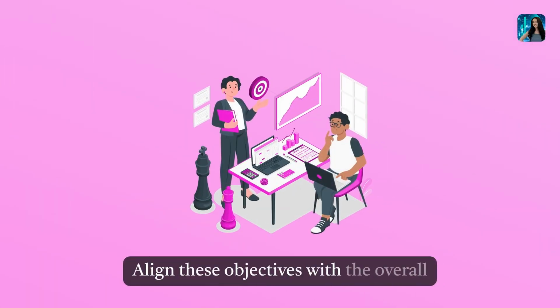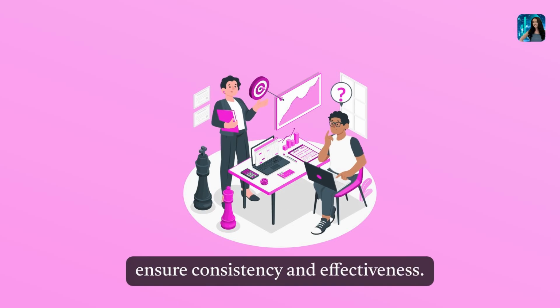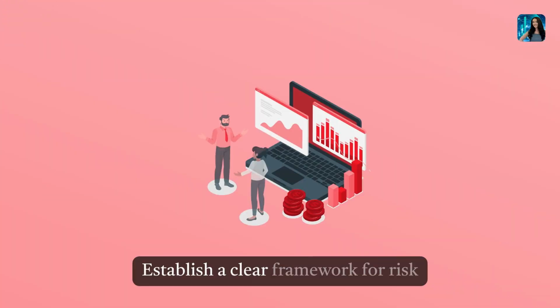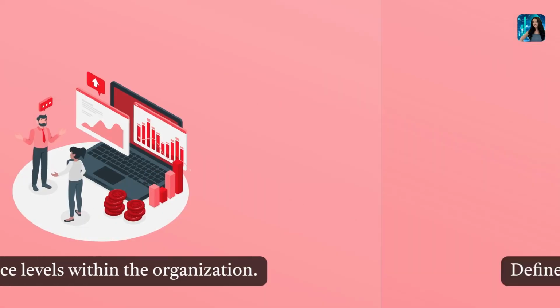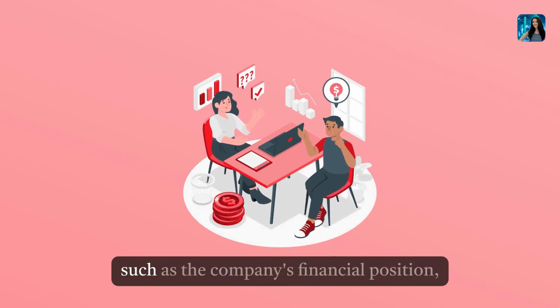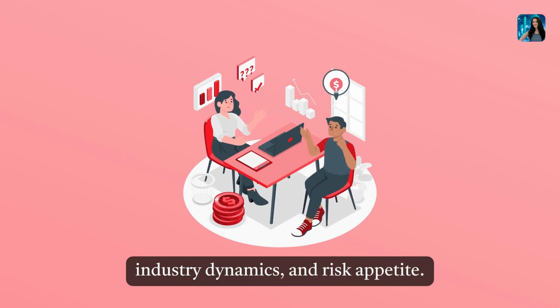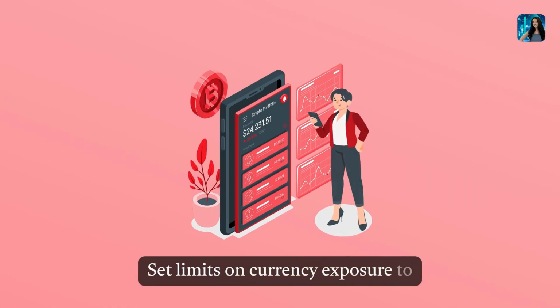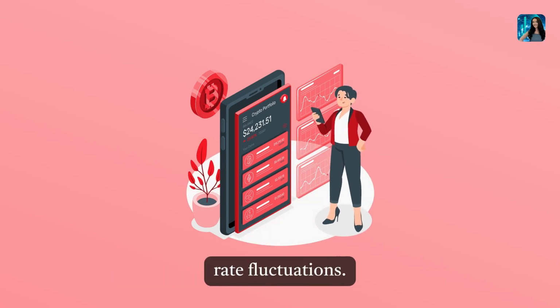Align these objectives with the overall financial strategy of the company to ensure consistency and effectiveness. Risk tolerance. Establish a clear framework for risk tolerance levels within the organization. Define acceptable levels of exposure to foreign exchange risk based on factors such as the company's financial position, industry dynamics, and risk appetite. Set limits on currency exposure to prevent potential losses due to exchange rate fluctuations.